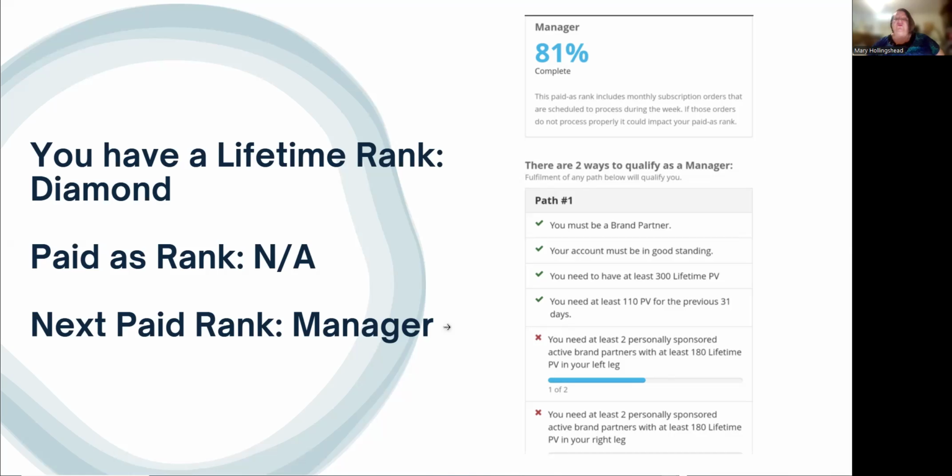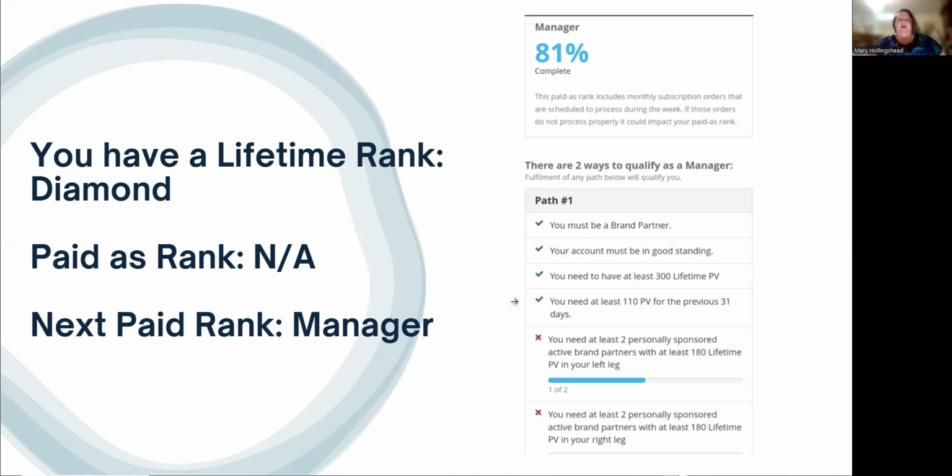And I want to share what's so important. Path one is explaining to you that you must be a brand partner. Your account must be in good standing. You need to have at least 300 lifetime PV, and you need at least 110 PV for the previous 31 days. Now, I just want to focus on these four green check marks for a minute, because what I want to share with you has everything to do with you.